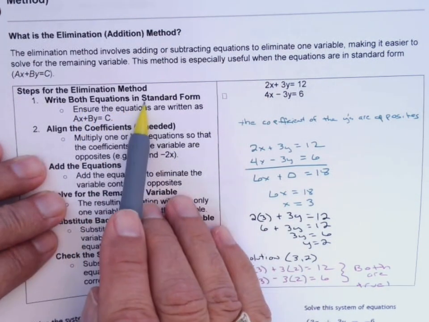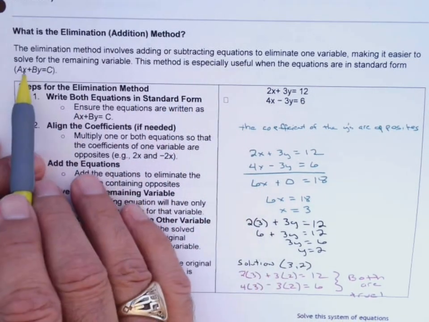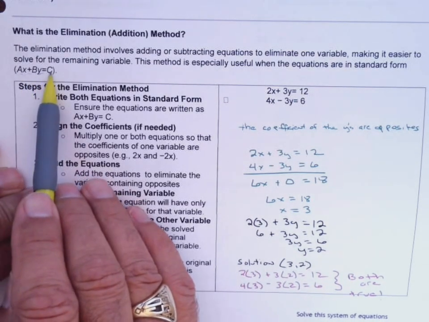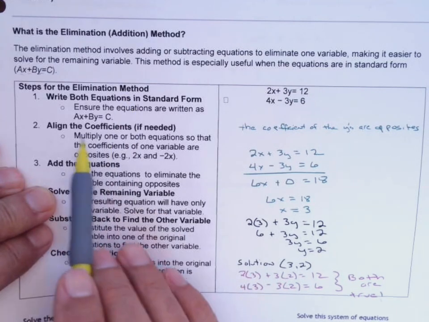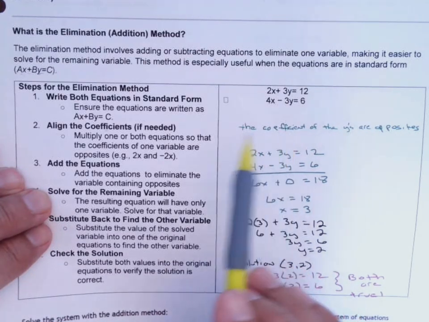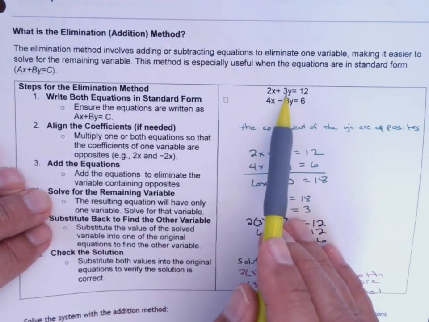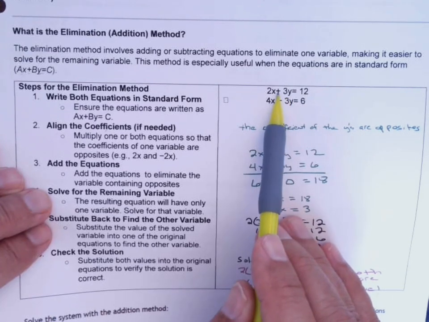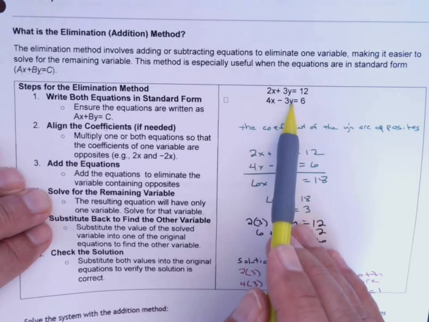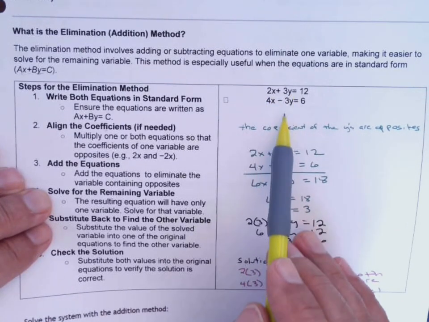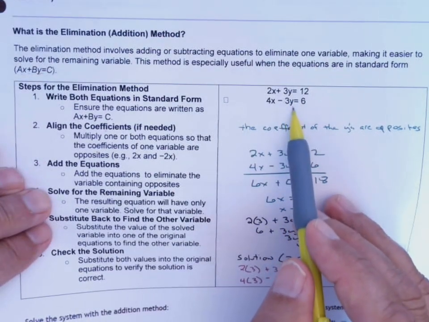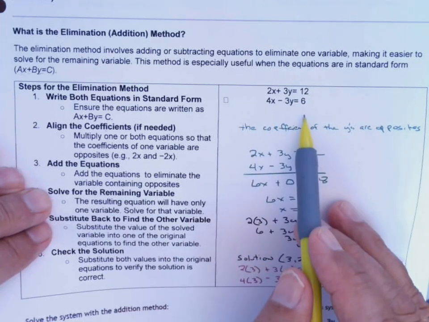You're going to see that there are a couple of things you have to do first. You've got to write both equations in standard form. Standard form is ax plus by, basically the variables x and y on one side with the constant on the other. And you align the coefficients, and if you have opposite coefficients, so for example, this problem has a plus 3y and a minus 3y. These are opposite numbers for that variable. And so if I add these equations together, then I would lose the y variable completely, which is the objective. I've got to get it down to a single variable.